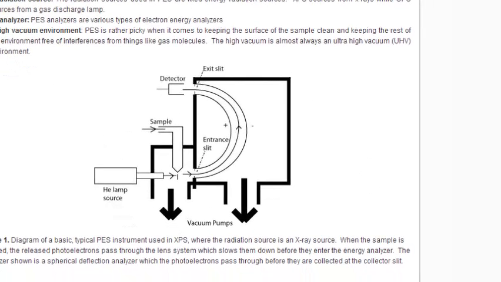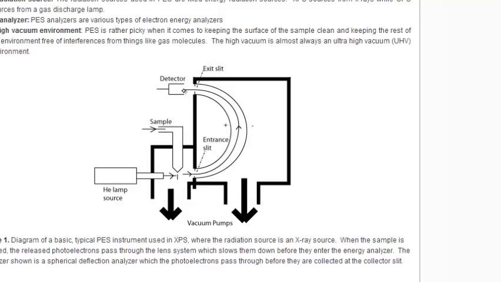Here it is. Here is the source of radiation, in this particular case an X-ray source. The sample comes in through here. You'll notice the vacuum pumps down here. That means they've evacuated all the air out of the instrument, so there's nothing in the path of the electrons. So the sample comes in here, the X-ray source comes out here. They meet right there in this middle part. Electrons are ejected from the sample. They follow this curved path here until they hit the detector.